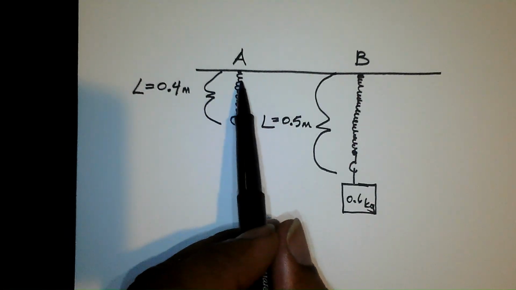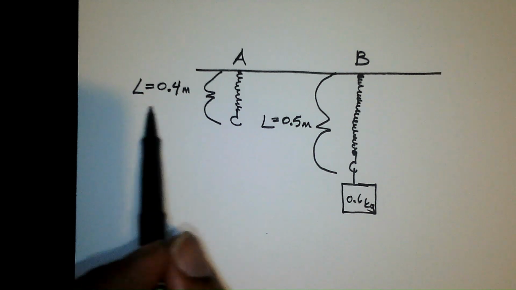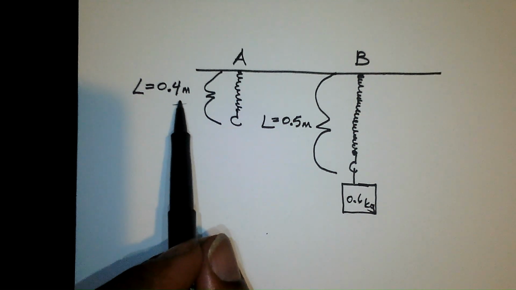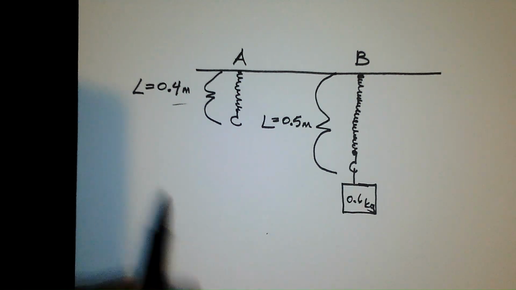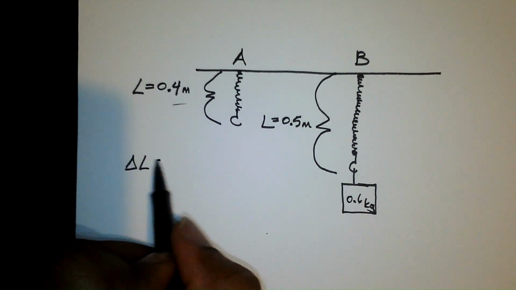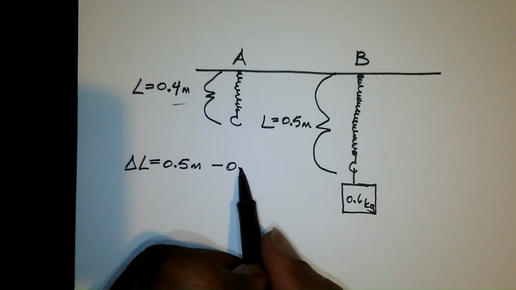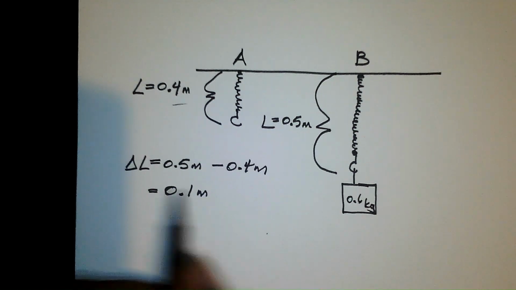Okay, in situation A, I have a spring here with a hook on it. The length of this spring normally is 0.4 meters. But when I hook this mass on it, this spring stretches out now to 0.5. The change in length is 0.5 meters minus 0.4 meters, so the change in length is 0.1 meter.